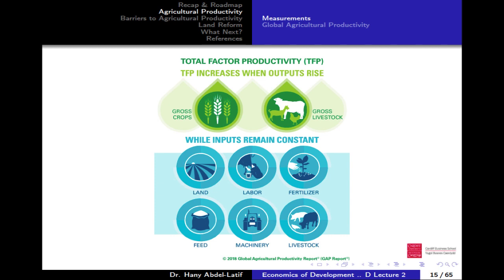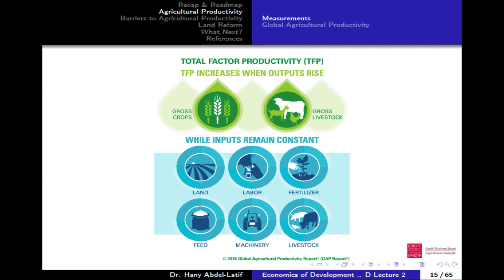This picture here shows you what it means exactly. Total factor productivity will increase when output rises using the same inputs. So you have the same input, but you produce more. Or maybe you produce the same output, but with fewer inputs. It's the same concept. So if you increase output with the same inputs, then we could say total factor productivity has increased. We use this measure to know how productive the agriculture sector is.